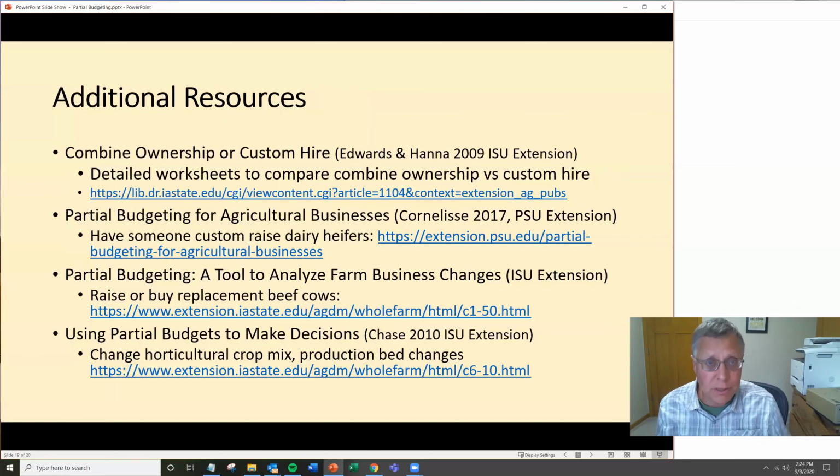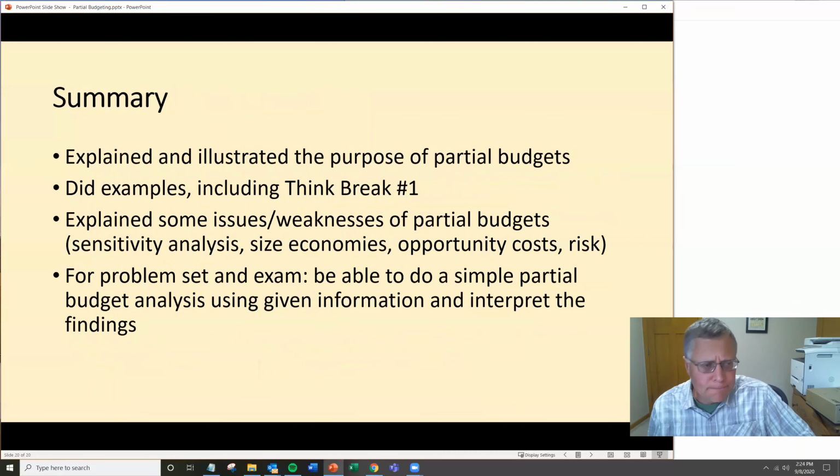Partial budget analysis. So in short, I've explained and illustrated the purposes of partial budgets, did examples, particularly focusing on the think break. We'll work through that in class, explain some issues and weaknesses of partial budgets. The sensitivity analysis is often important, size economies or the linearity assumptions, think about opportunity costs and how to bring in risk changes. And then think about this for the problem set and exam, you're going to want to be able to do simple partial budget analysis using some given information and interpret the findings.